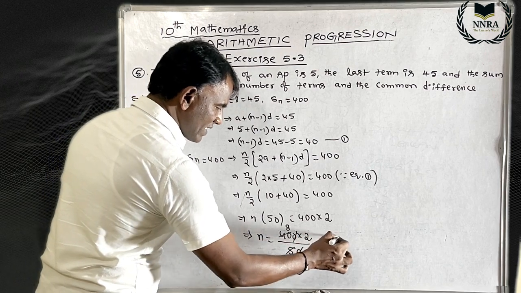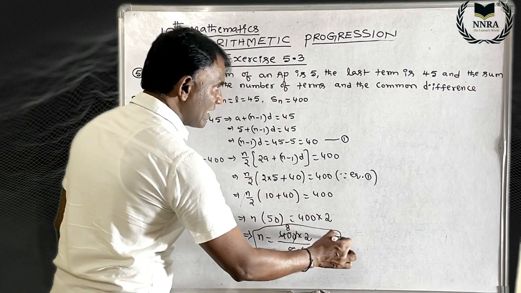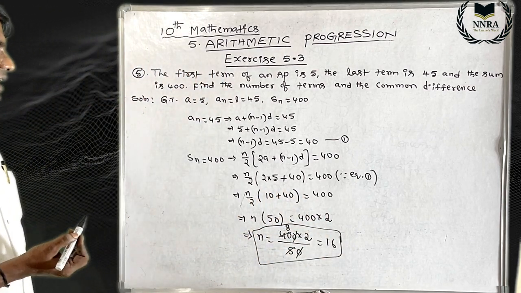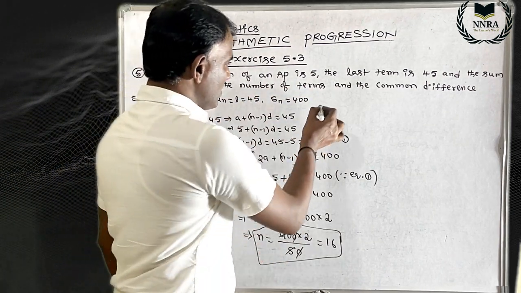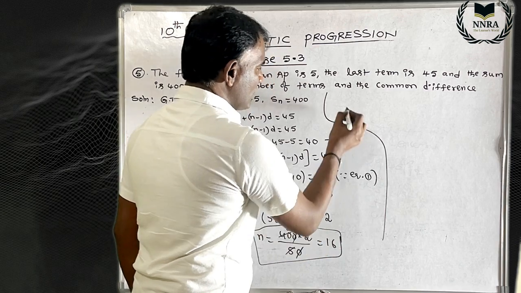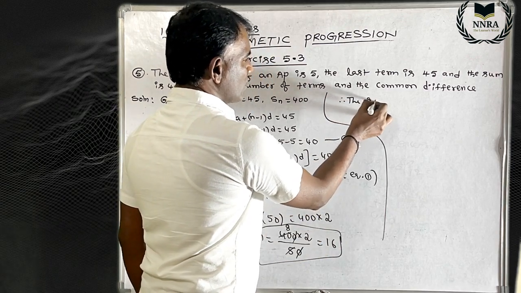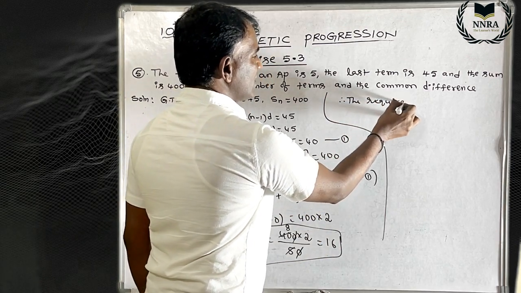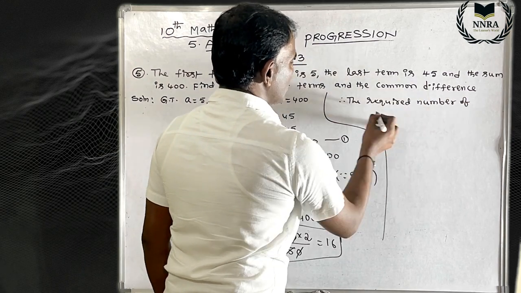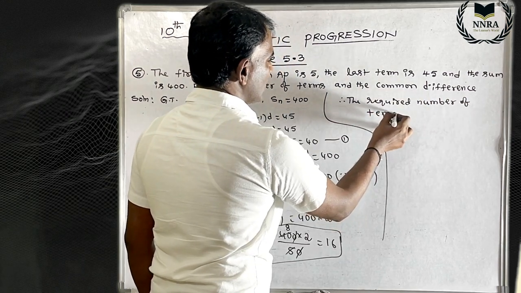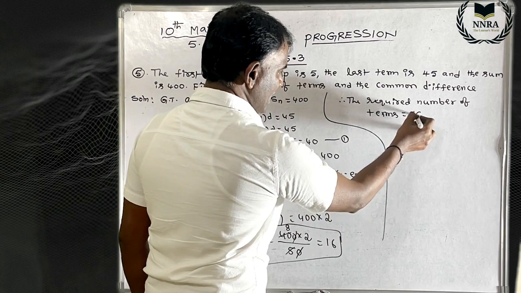8 into 2 is 60. So this is the value of n. Okay. After that, what they asked? Number of terms is clear. Therefore, the required number of terms is equal to how many? 16.